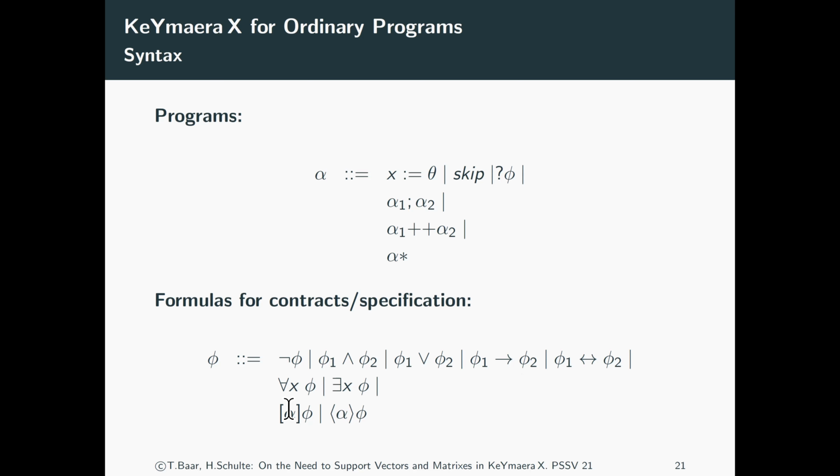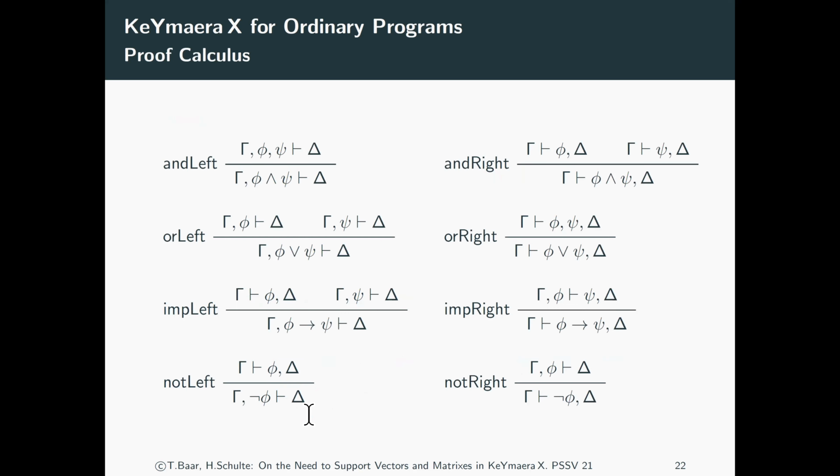The box means you claim that phi holds only in the case that the post state is actually achieved. So that means that the program terminates. Okay, maybe you are familiar with this. So you can have a proof calculus, this is a sequent calculus, which is the basis for KeYmaera.